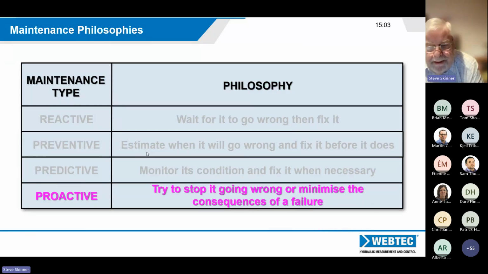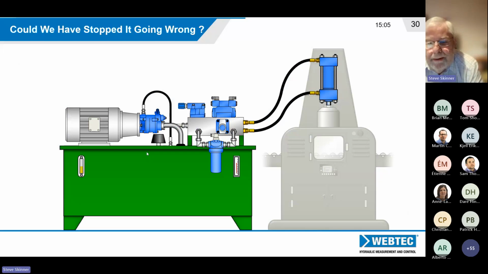And then finally, proactive maintenance. How do we try to stop it going wrong or to minimize the consequences of a failure? Well, if we look at our power unit that we had operating our cake machine, we can look at it and say, well, what could go wrong with it?